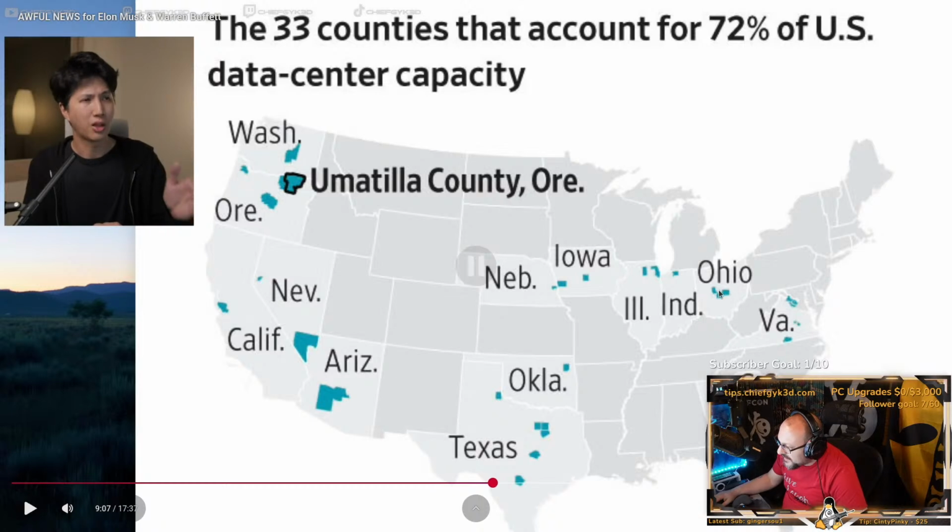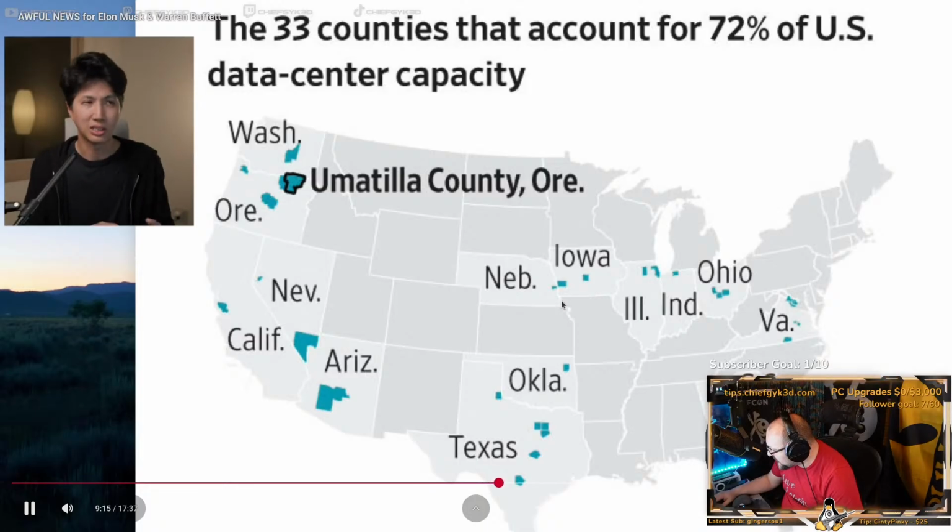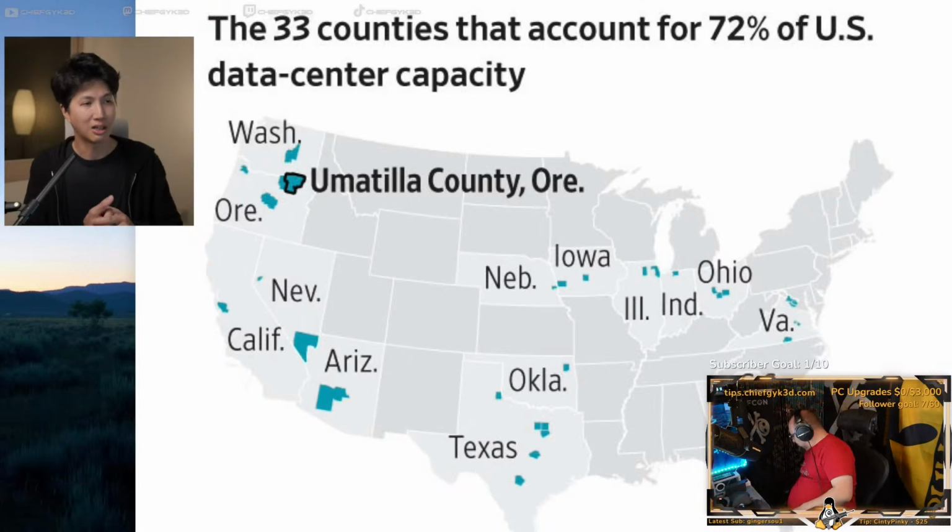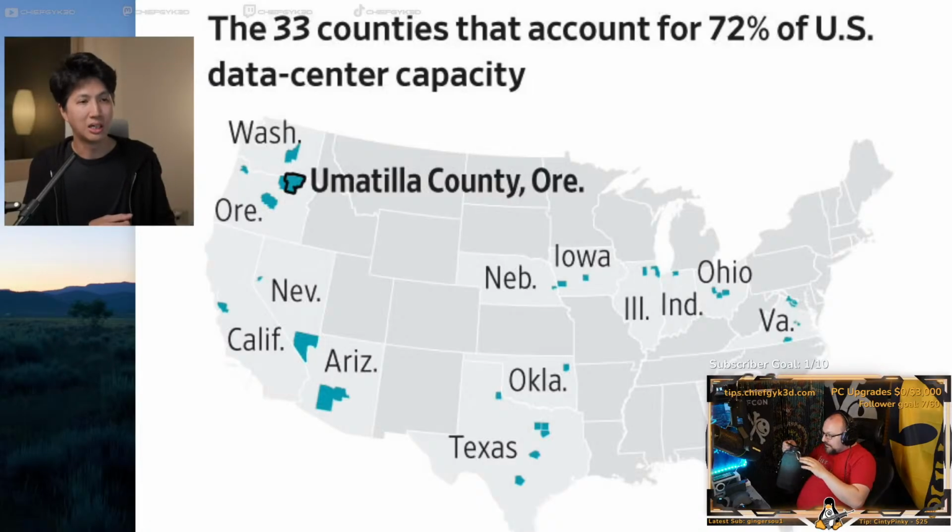Looking over here, somewhere over here is US East 2. Somewhere over here, I want to say, is US East 1. This is AWS. And I think US West 1 is somewhere around there, maybe. But yeah, 33 counties accounted for 72% of U.S. data center capacity. I'll be curious if you guys have seen these yourselves. There are some in Washington, Oregon, Nevada, California, Arizona, Texas, Oklahoma, Georgia, South Carolina, Virginia, Ohio, Indiana, Illinois, Iowa, and Nebraska.